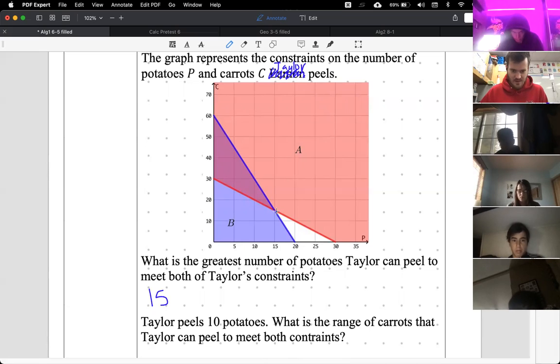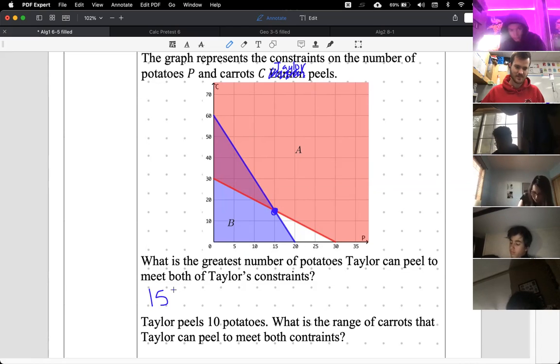Yeah, so again, we have to be somewhere in the solution set. The farthest right that we can go is at this spot right here. 15 carrots and like 15 potatoes. Yeah, exactly. And you can see that's 15 potatoes and around 15 carrots. And I like Giorgio's analysis also that they're both solid lines, so you are allowed to be on the line.